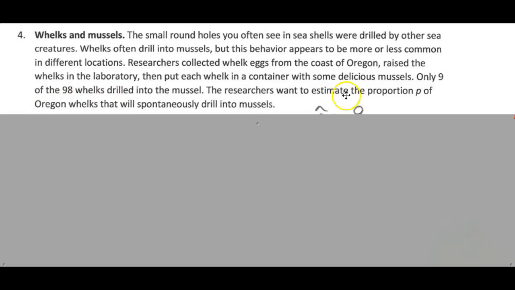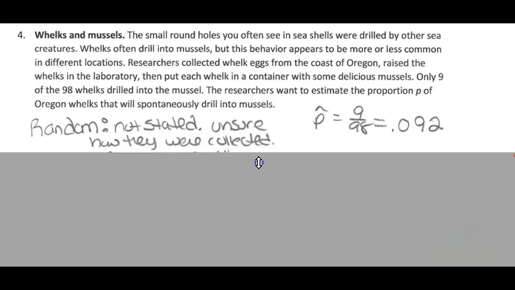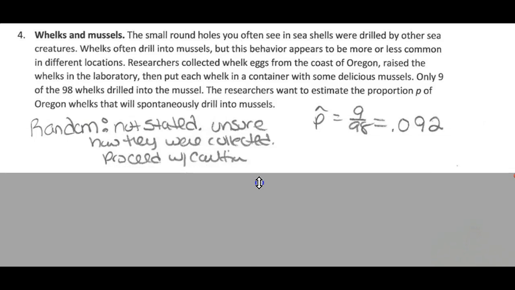The researchers want to estimate the proportion of Oregon whelks that will spontaneously drill into mussels. So this one's going to be our first example of the 4-step process. I'm starting with the plan: random, not stated, so unsure how they were collected. We're going to proceed with caution. If it does not tell you it's random, we can't assume it was. All we can do is state that it wasn't stated, and we're proceeding with caution.